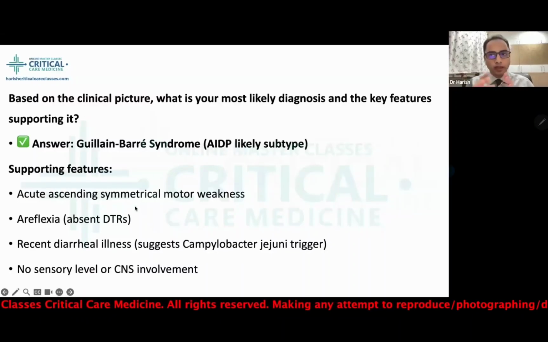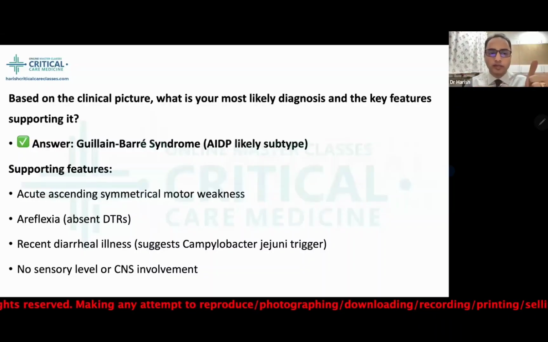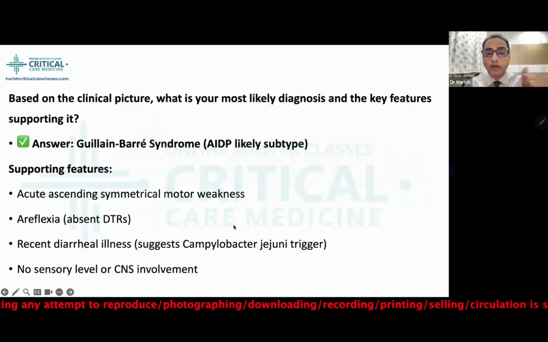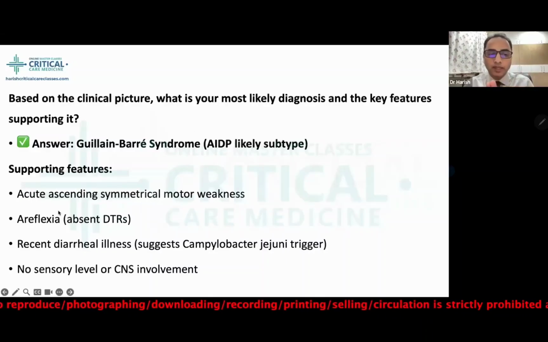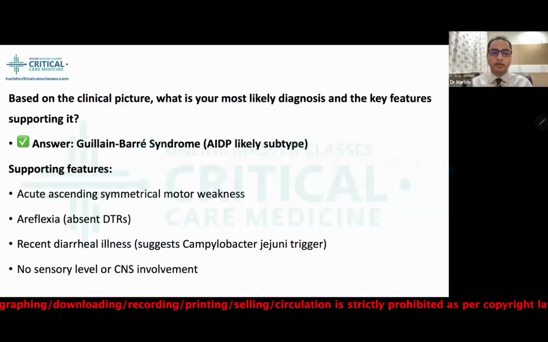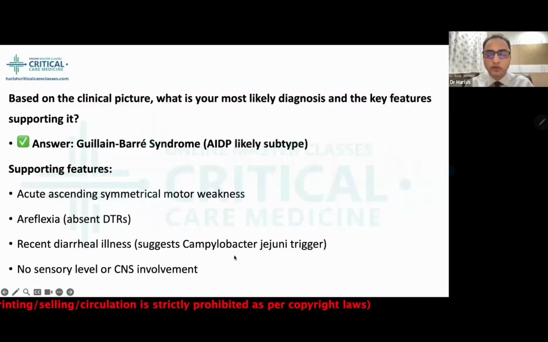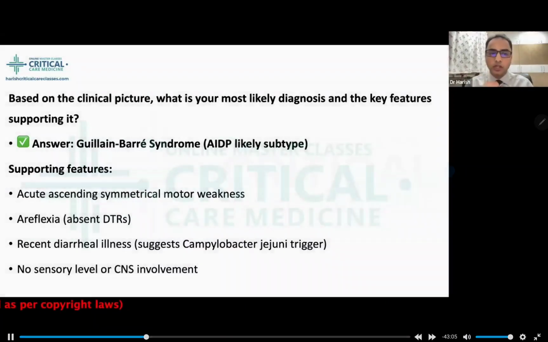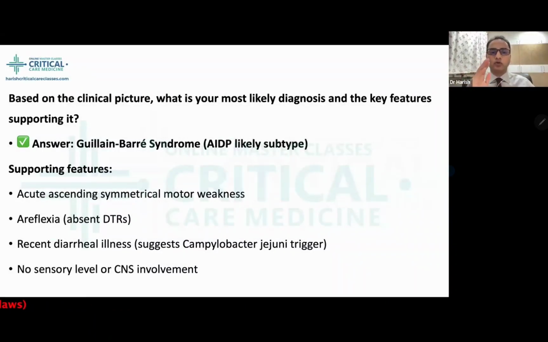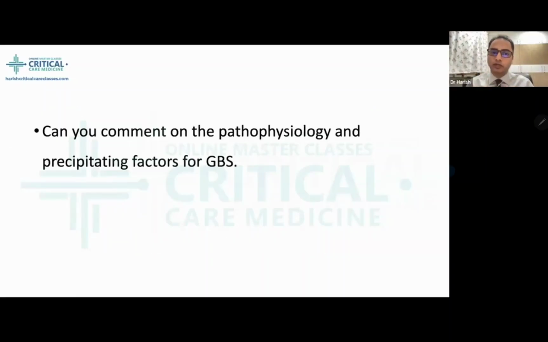Again, you need to support your diagnosis with supporting features. There is an acute ascending symmetrical motor weakness. Areflexia, absent deep tendon reflexes. A recent diarrheal illness, which suggests Campylobacter jejuni is most likely the trigger. There is no sensory, cranial nerve or CNS involvement. All these things narrow down your diagnosis towards the AMAN variant of GB syndrome. Okay, you made the diagnosis at this level.